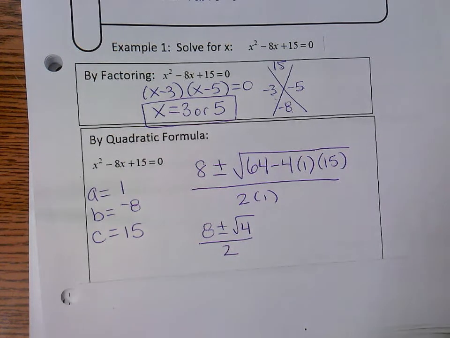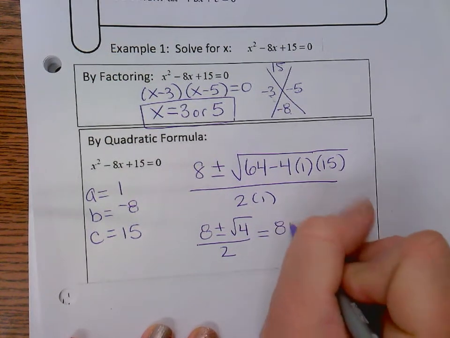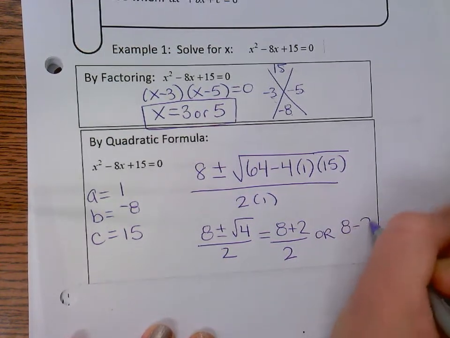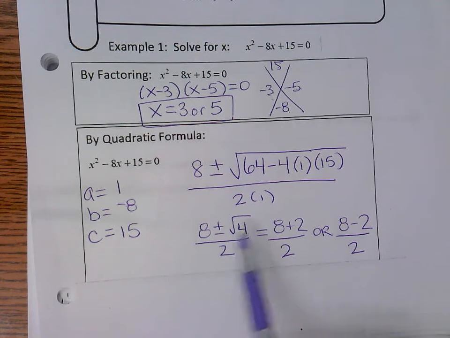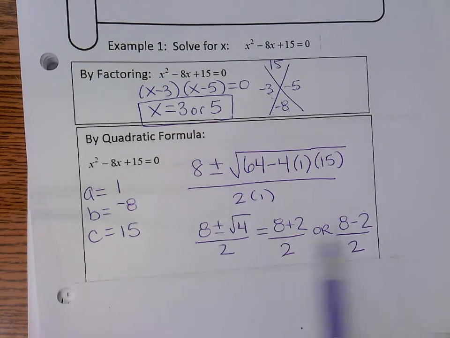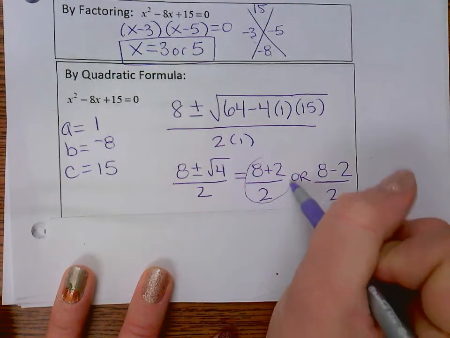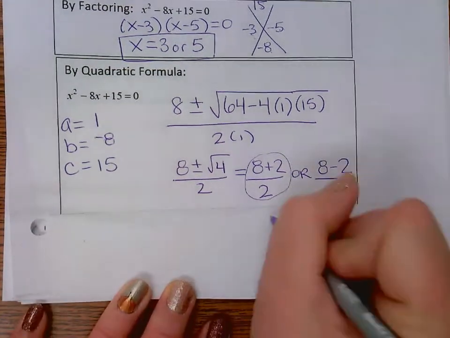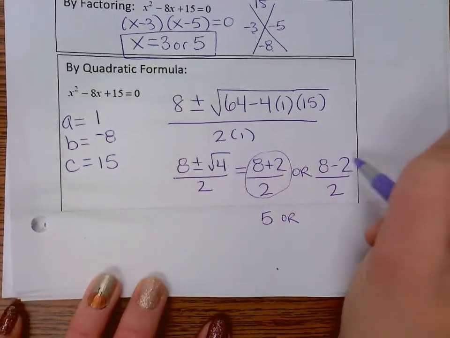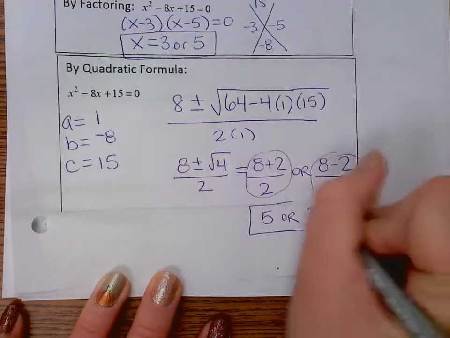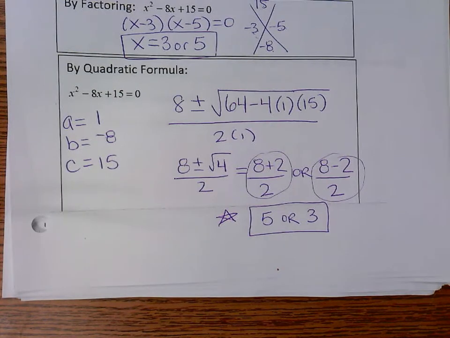So then this is 8 plus 2 divided by 2, or 8 minus 2 divided by 2, because see how it's that plus or minus sign? I think it's easier to write it as two separate fractions so that you can find the final answer. And do you see how this is 10 divided by 2, which is 5, and this is 6 divided by 2, which is 3? So I came up with the same solutions.